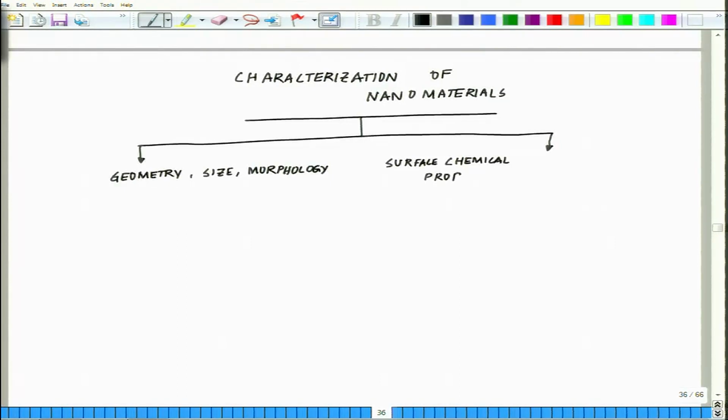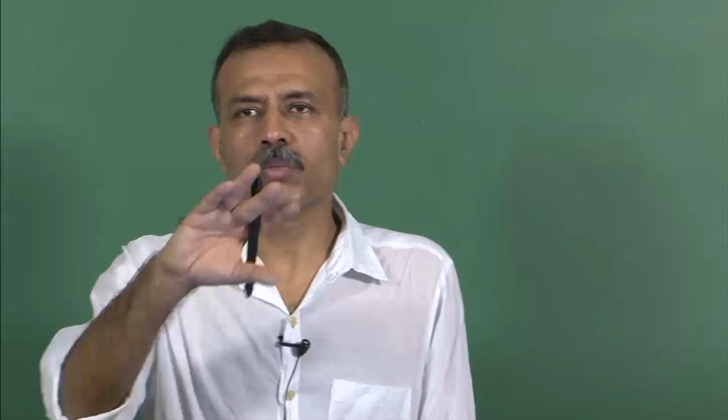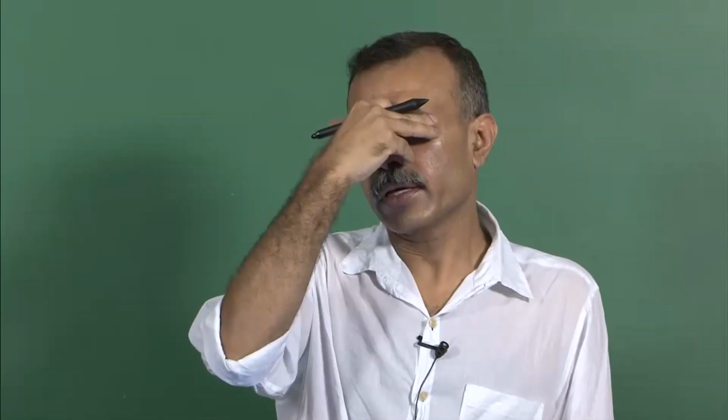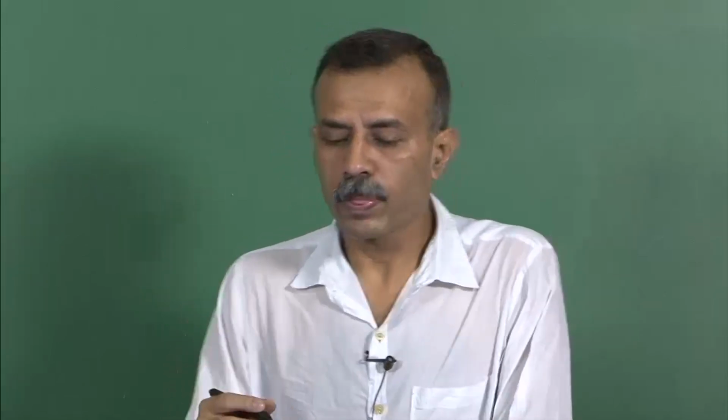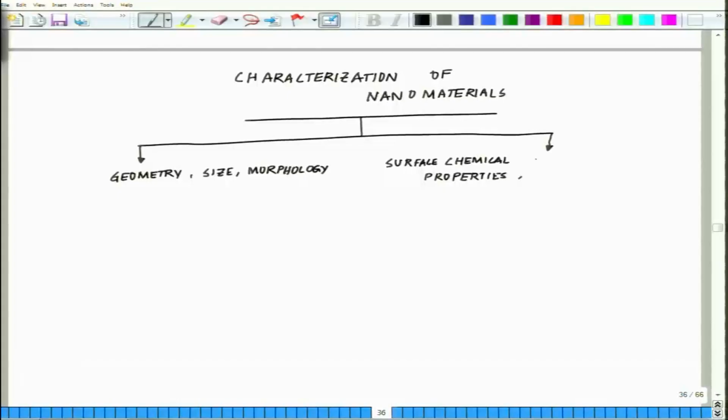I use the word surface chemical because when we talk about nanomaterials, we talk of a dimension which is maybe 1 atom or 2 atoms thick. So, it is almost the surface that you are studying. It is not a bulk. That is why I say the surface chemical properties and presence of different types of functional groups.